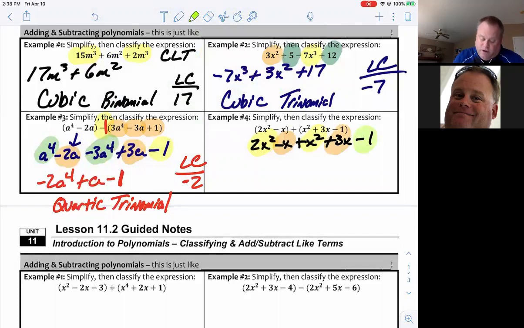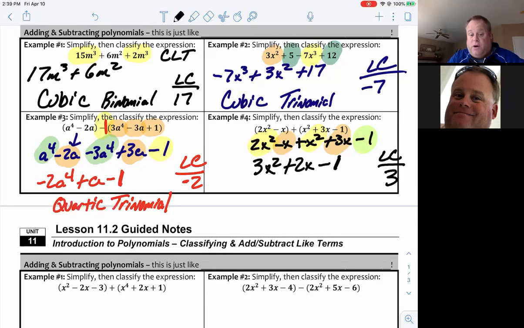And I have a -1. Those are all of my like terms in their individual colors. So when I see this, I want to go highest power to lowest power. My highest power is 2, so I'm going to say 2x squared plus x squared is 3x squared. Negative x plus 3x is a positive 2x, and my constant is last. My leading coefficient is a 3 because it is the number attached to the variable with the highest power.